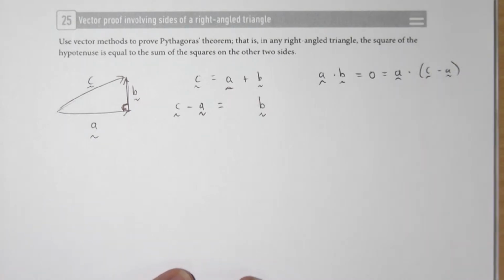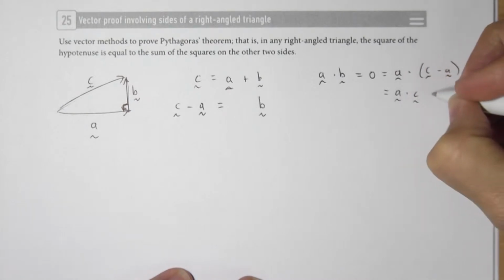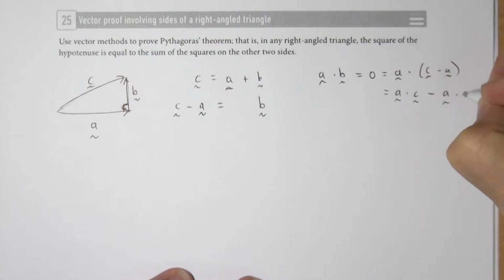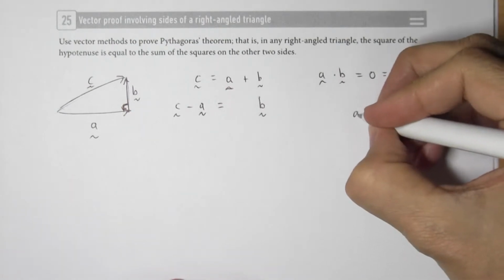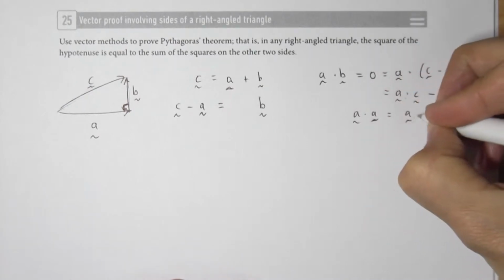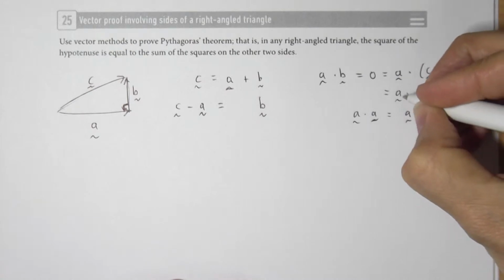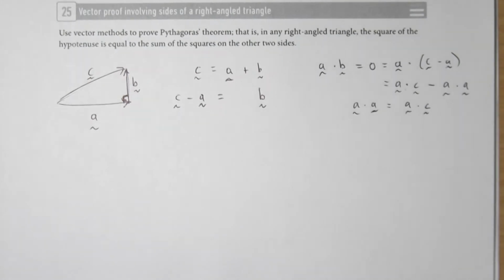must also be 0. But this, if I expand it, is A dot C minus A dot A, which means these two are equal. A dot A must equal A dot C. And that's going to be important later. Okay, let's start the proof proper.